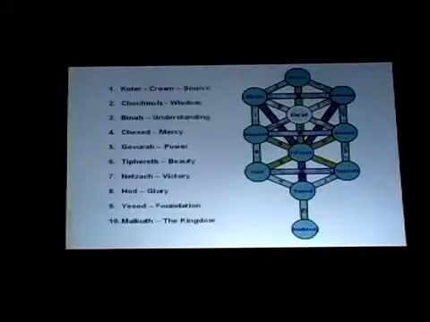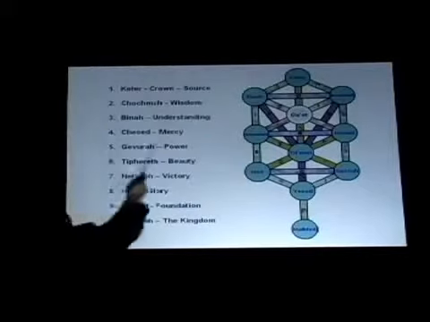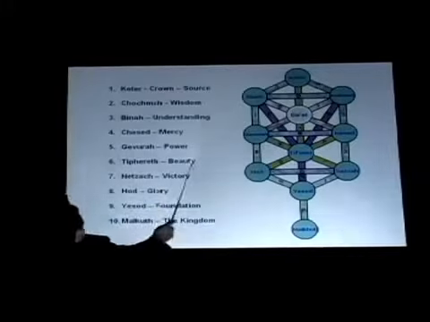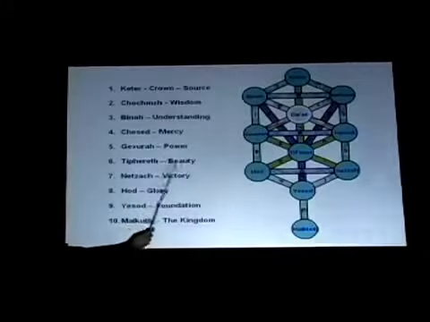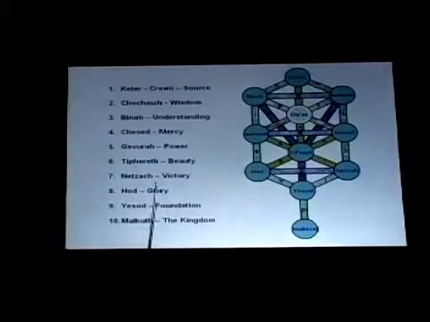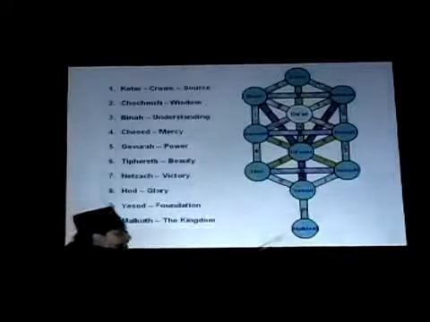Each one of them means something. Keter means the source. Chokmah means wisdom. Binah means understanding. Chesed means mercy. Gevurah means power. Tiferet means beauty. Netzach means victory. Hod means glory. Yesod means foundation. Malkuth means the kingdom. Look where they put the kingdom.